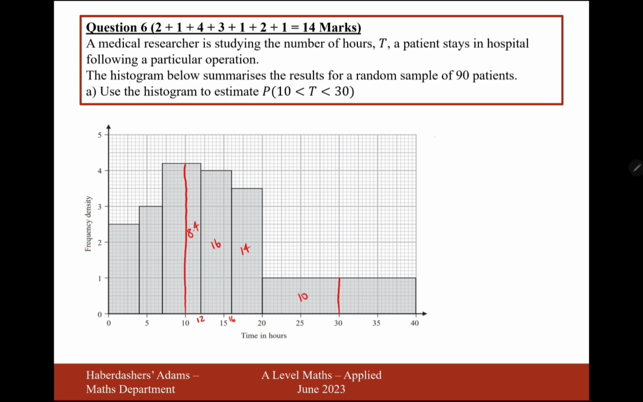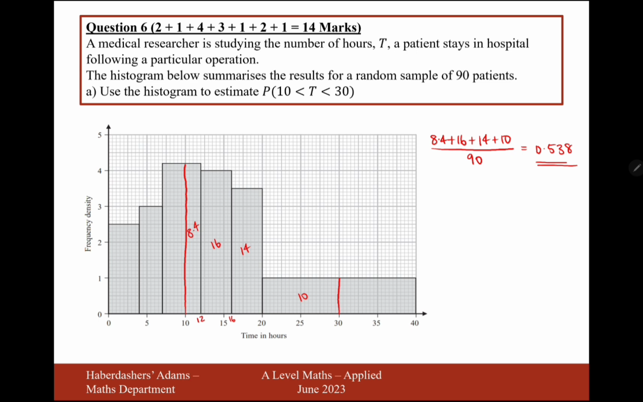So our probability is going to be 8.4, add 16, add 14, add 10, out of the total number of patients, which is 90, and we get an answer there of, let's grab my calculator and put that all in, 8.4 add 16 add 14 add 10, divided by 90, which gives an answer of 0.538. There we are, so 0.538.